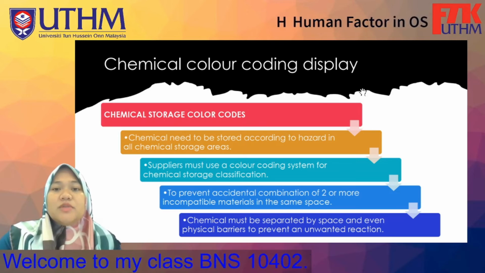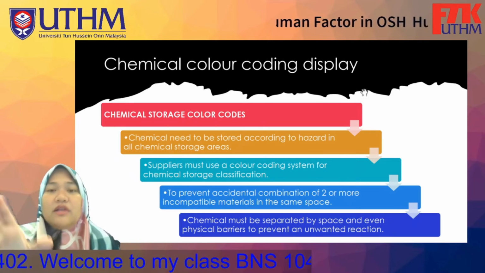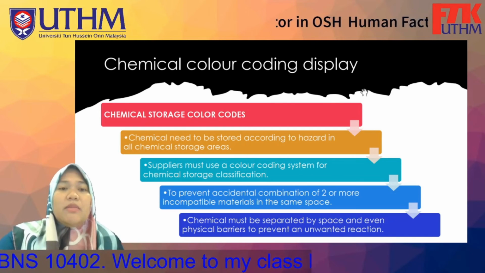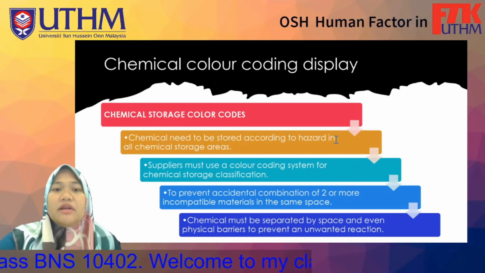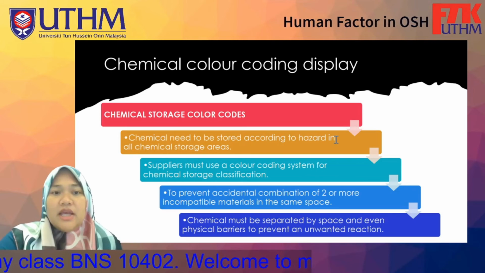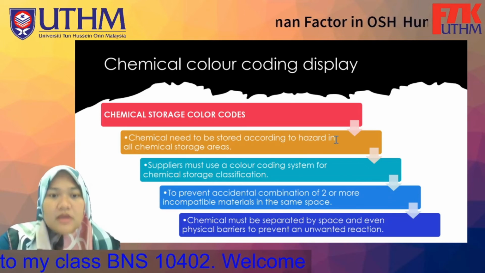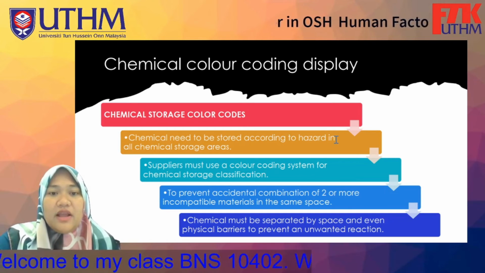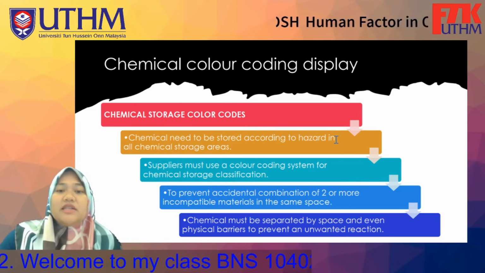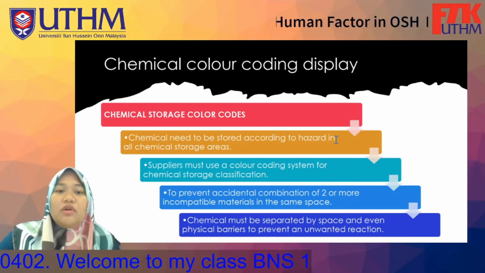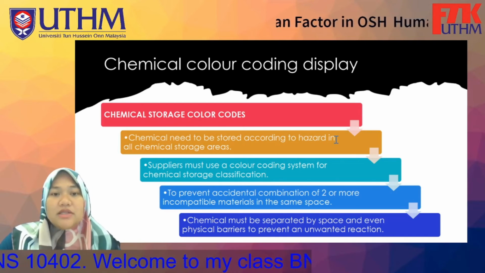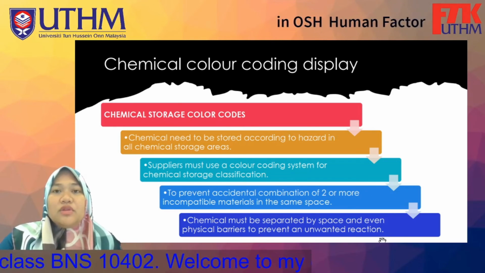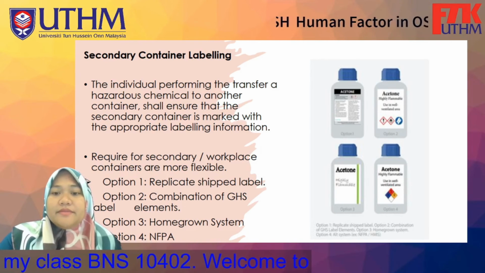Chemical color coding display. Chemicals also have a color coding to display their variability. For the chemical storage color code, usually chemicals need to be stored according to the hazard in all chemical storage areas. Suppliers must use a color coding system for chemical storage classification to prevent accidental combination of two or more incompatible materials in the same space. Also chemicals must be separated by space and even physical barriers to prevent an unwanted reaction.